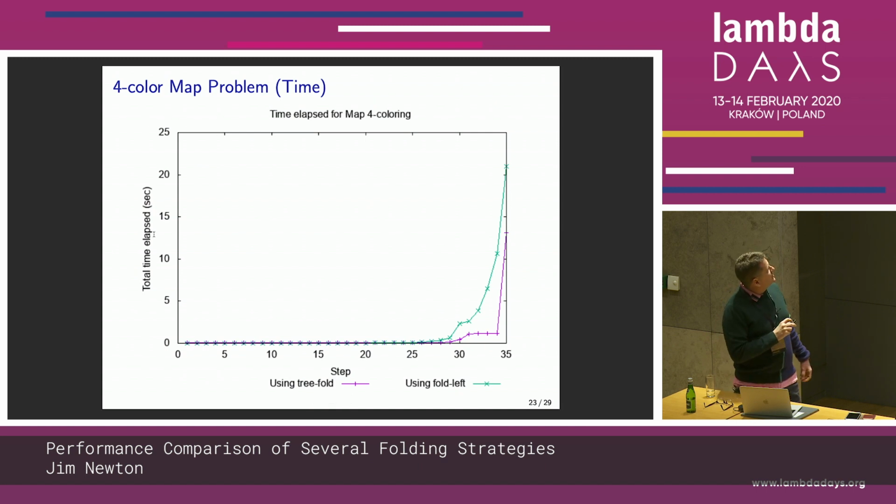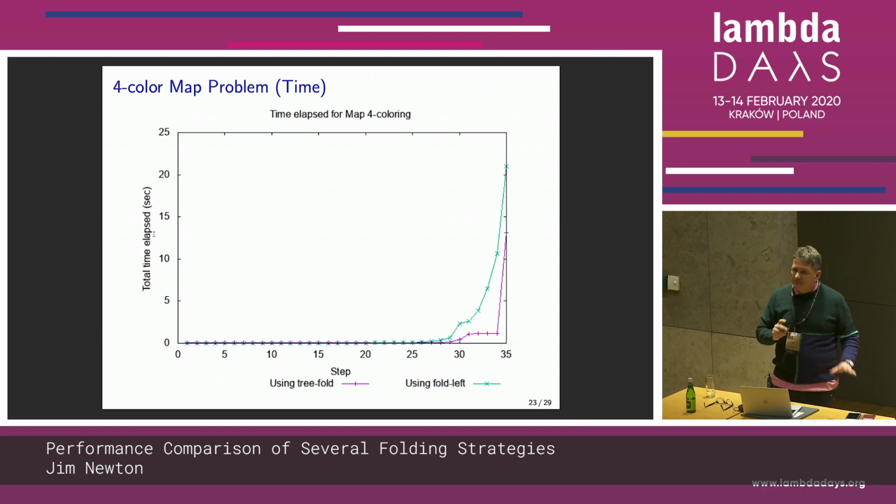And the performance, we see that we don't get as good a performance difference as before, but the green arrow here is the fold left. It calculates the colored map in about 23 seconds, and then the tree fold calculates the same thing in about 15 seconds. So it's good, but it's not as good as we were before.